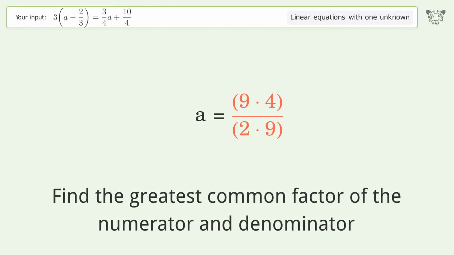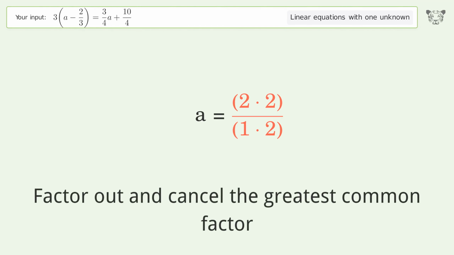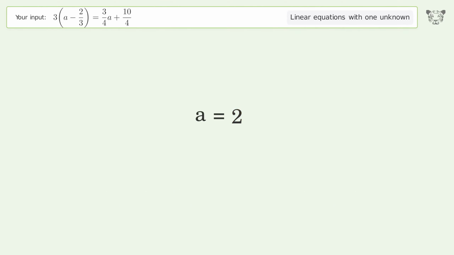Find the greatest common factor of the numerator and denominator. Factor out and cancel the greatest common factor. And so the final result is a=2.